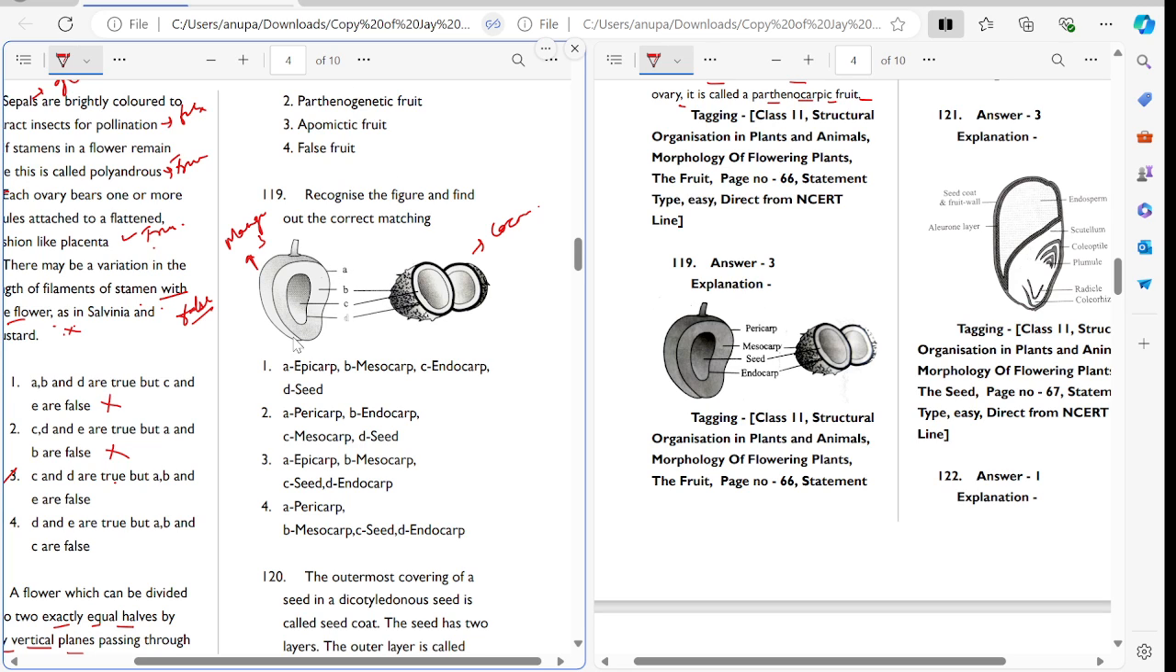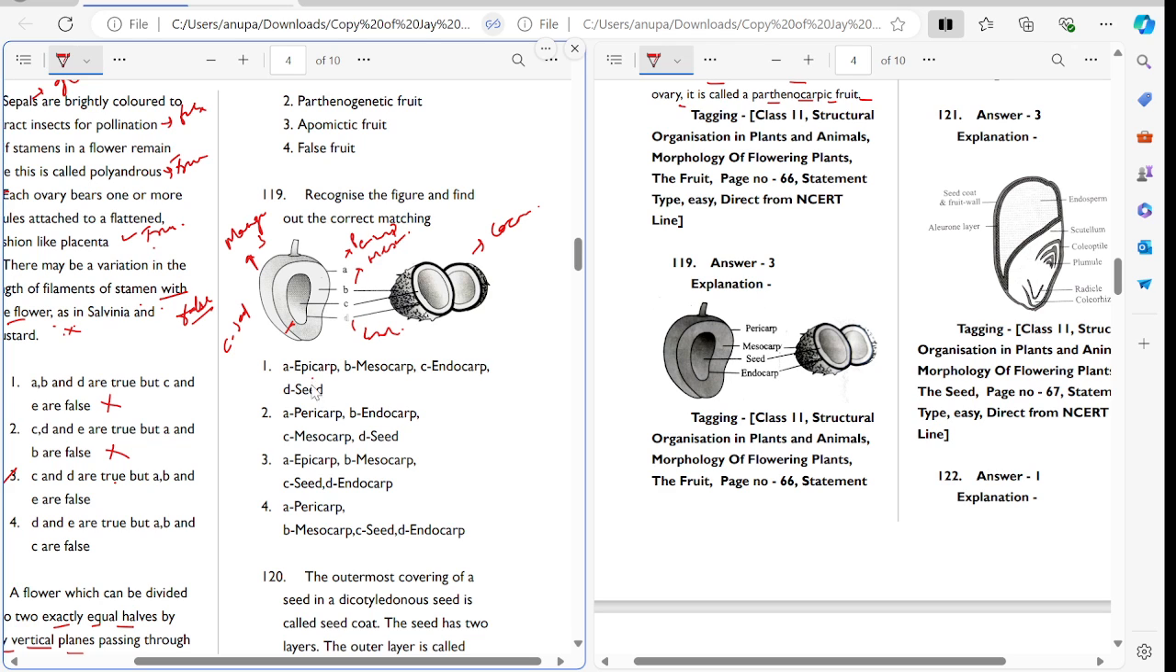The outermost layer that is shown as a whole must be the pericarp. Then this must be the mesocarp, and this is the seed, that is C should be seed, and this is the endocarp, that is D is the endocarp. Here also B is the mesocarp, C is the seed, and this is the endocarp. So option A will be epicarp.